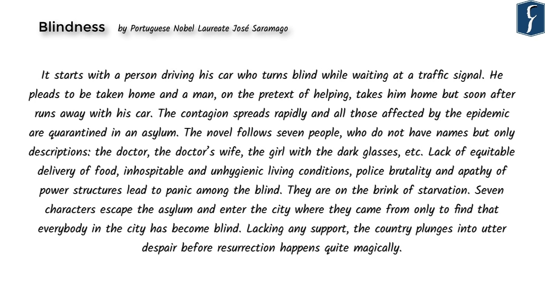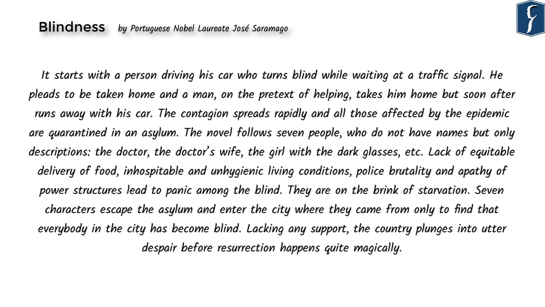He pleads to be taken home, and a man, on the pretext of helping, takes him home but soon after runs away with his car. The epidemic spreads rapidly, and all those affected by it are quarantined in an asylum. The novel focuses on 7 characters, but these characters have no names, only descriptions, like the doctor, the doctor's wife, the girl with the dark glasses, etc.